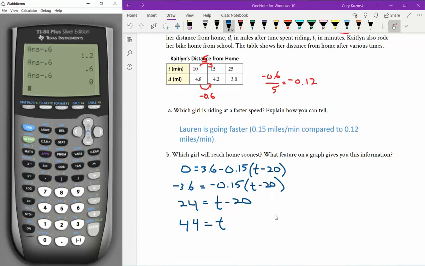So Lauren is actually going to get home first, right? 44 minutes compared to 50 minutes.